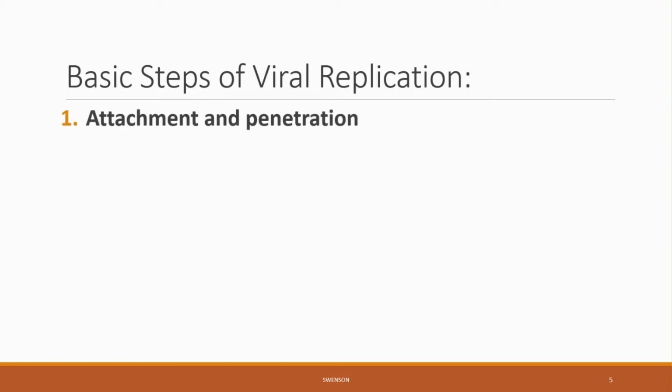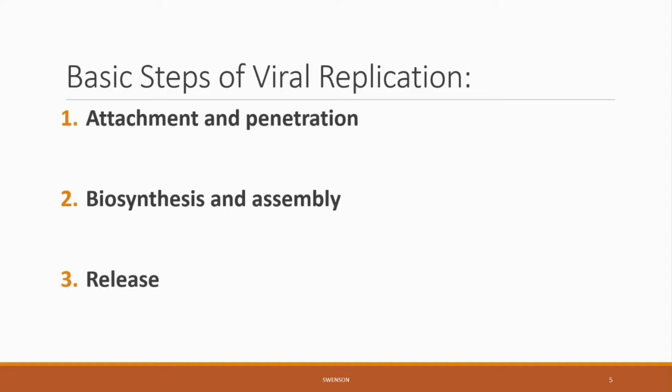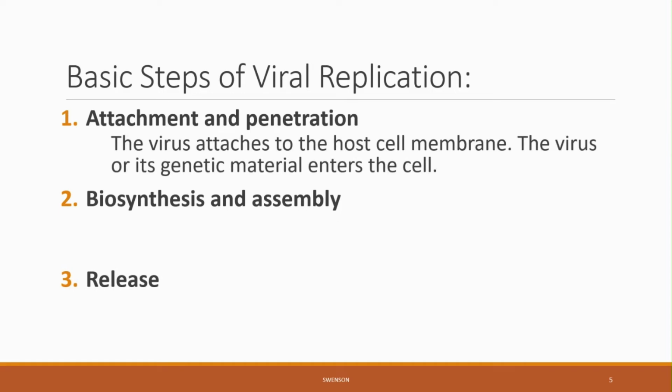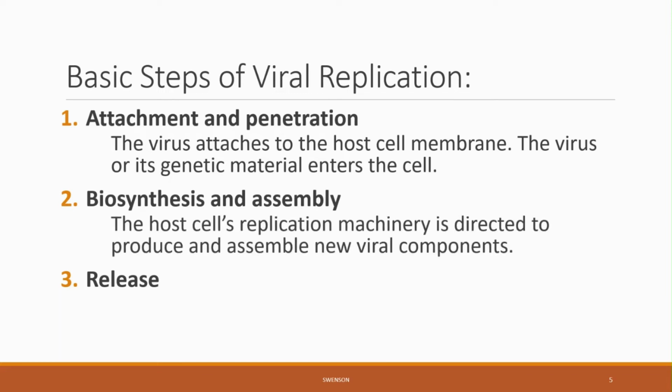This chapter breaks down the steps of viral replication into 3 steps. First, attachment and penetration. This is when the virus first makes contact and attaches to the host cell membrane, and thereafter, when the virus or its genetic material enters the cell. Second step is biosynthesis and assembly. Therein, the host cell's replication machinery, such as polymerases and ribosomes, are directed to produce and assemble new viral components like viral nucleic acids and viral proteins.